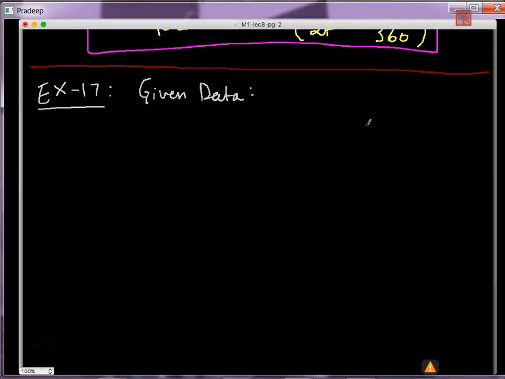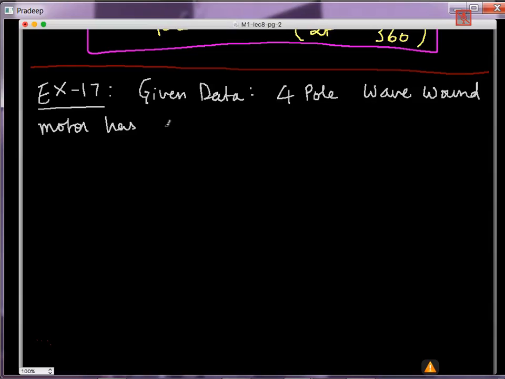So let me give you one small example problem. Again, I'm getting it from a textbook called Electrical Technology Volume 2 by B.L. Theraja. This is exactly example 27.3a. So the given data is like this: a 4 pole wave wound motor has 880 conductors.